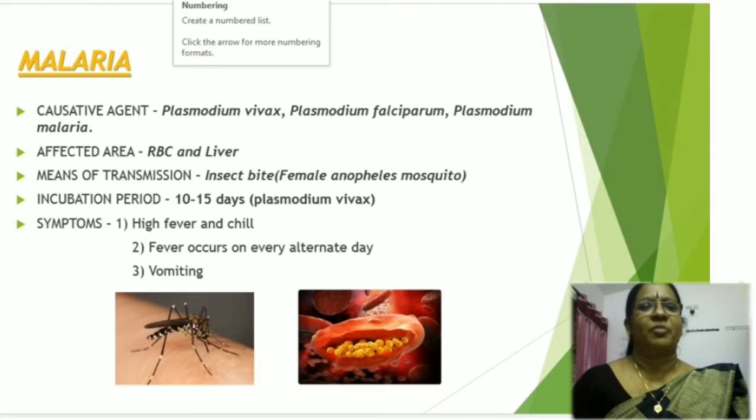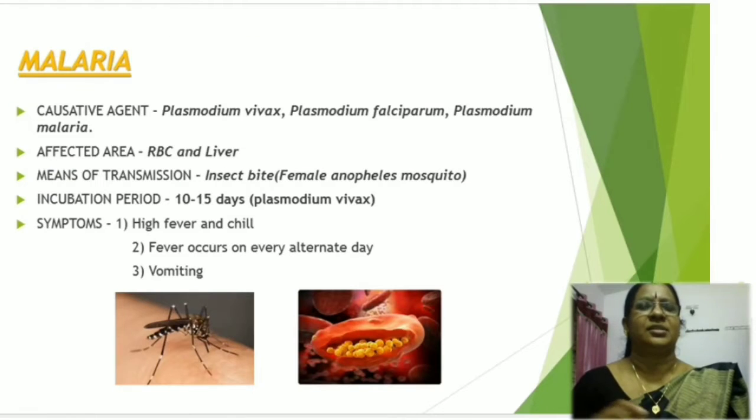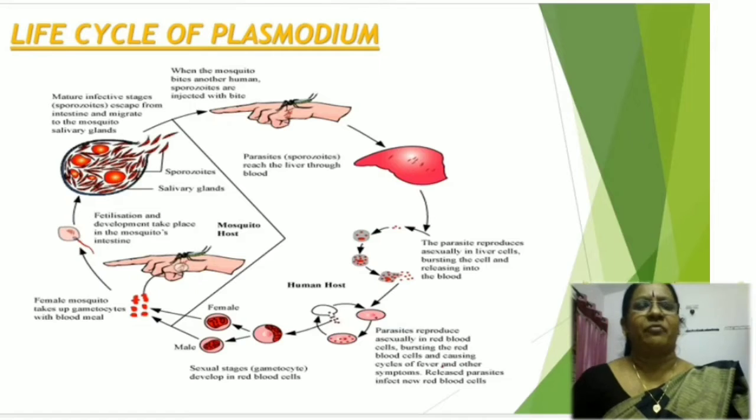Next disease is malaria. It is caused by a tiny protozoan parasite, Plasmodium. Different species of Plasmodium are Plasmodium vivax, Plasmodium falciparum and Plasmodium malariae. Of these, Plasmodium falciparum causes malignant malaria. It is the most serious one and death occurs. The schematic diagram of Plasmodium vivax is shown here.